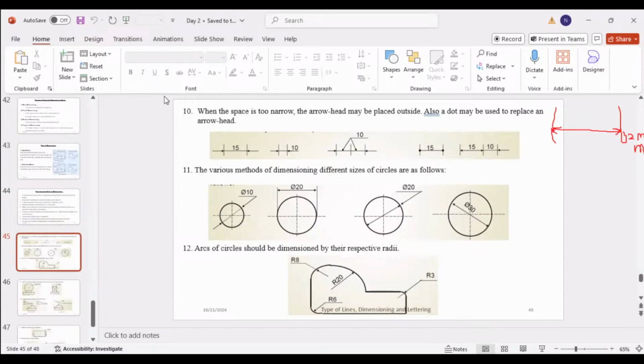Okay. The next rule. So when the space is too narrow, the arrowhead may be placed outside. Also, a dot may be used to replace an arrowhead. Here, this distance is 15. So it is a really small one. It is narrow. You can draw the arrowhead in here like this, right? Then so many objects will be within that narrow space, right? The dimension is also there, arrowheads are also there. It's kind of messy, right?